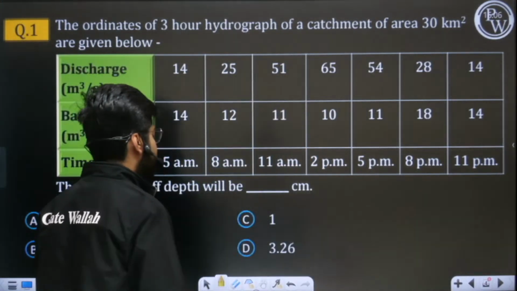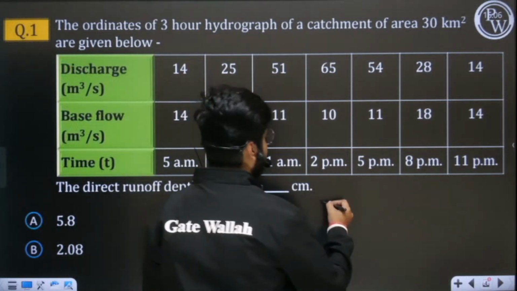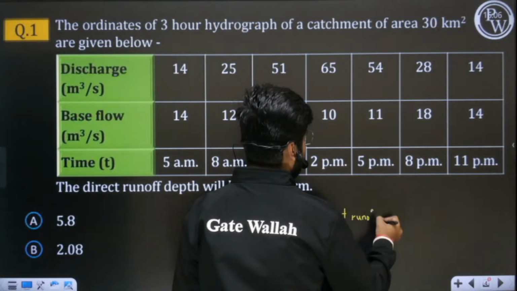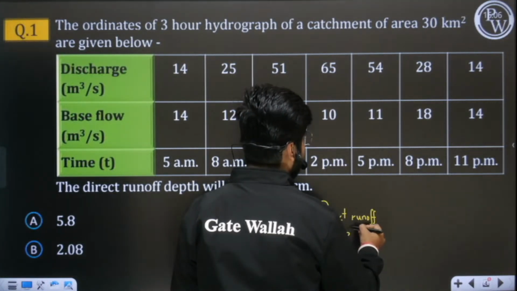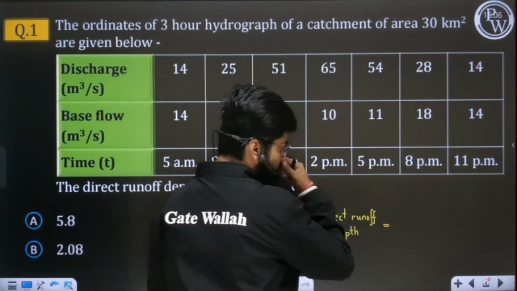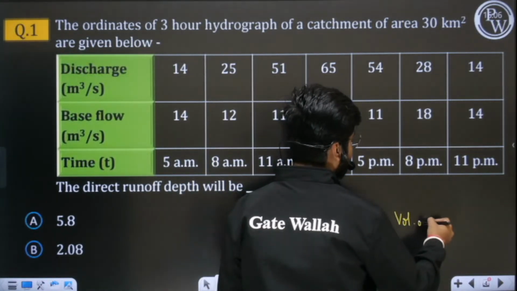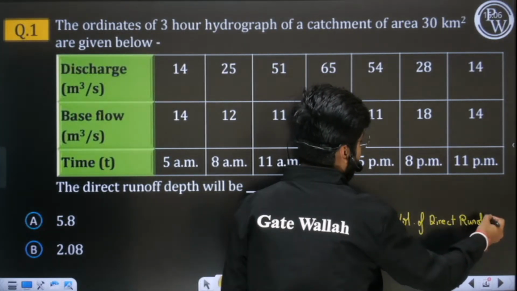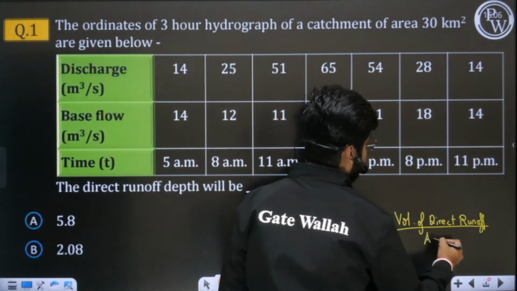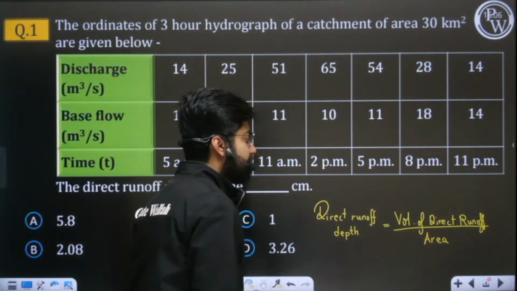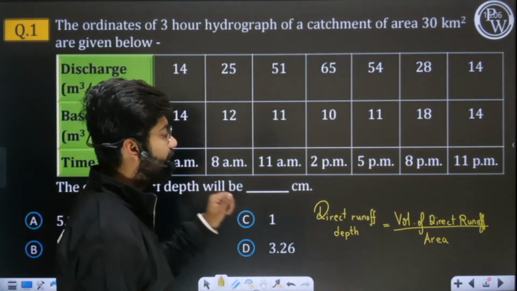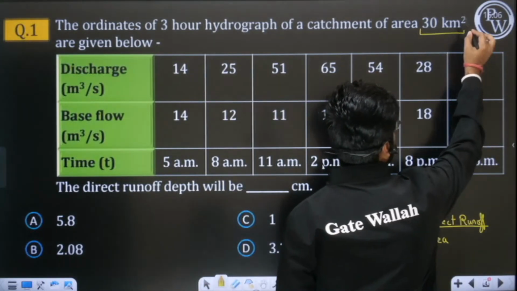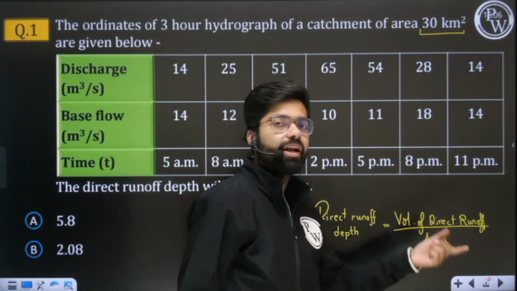Try to solve it. If I want to find direct runoff depth, I have to find the volume of direct runoff and divide it by the catchment area. So direct runoff depth is volume of direct runoff divided by catchment area. The catchment area is given to us as 30 square kilometers, but the volume of direct runoff we don't know.